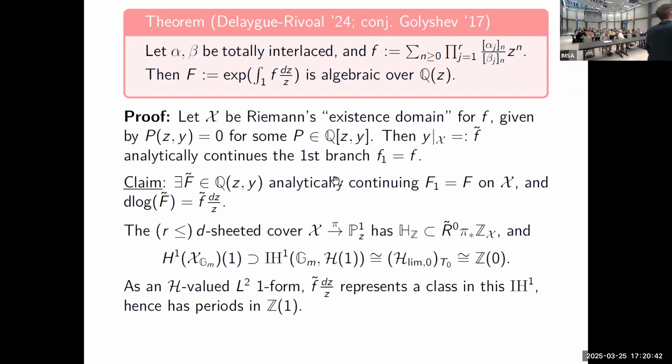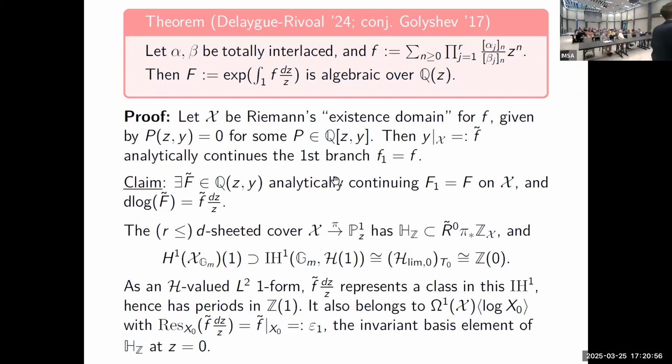As an H-valued L2 1-form, f tilde dz over z represents a class in this IH1, and hence has periods in 2 pi i Z. We all know what that means. It means when I do the exponential integral, periods go away, right? It also belongs to Omega^1 of H, log of X_0, so a holomorphic form with log poles on X_0, with Res_{X_0} of f tilde dz over z given by the restriction of f tilde to X_0, which is a collection of points over 0. And that's epsilon 1. Okay, epsilon 1, what does this mean?